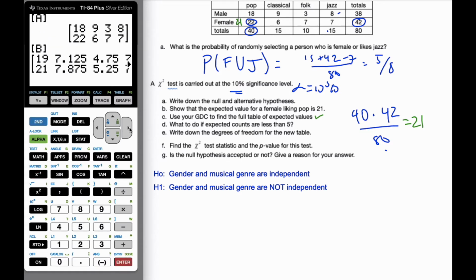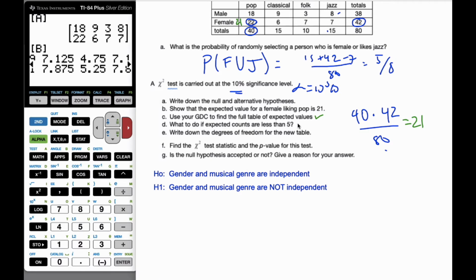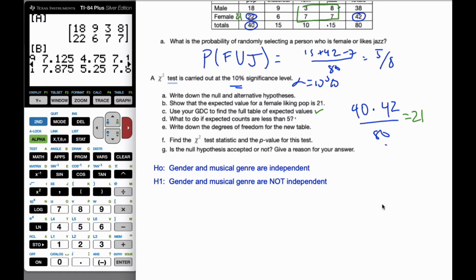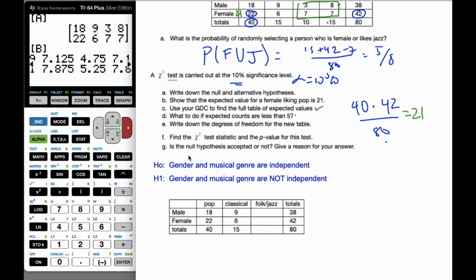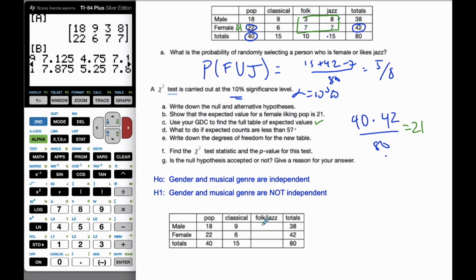When we look at B, we can see that folk is less than 5. And so that's a problem. What do we do? One of our conditions is that all expected counts have to be larger than 5. So what we do is we combine the smallest ones. We're going to combine these two categories here. If we put the folk and the jazz together, there's going to be 11 folk and jazz here, and 14 folk and jazz here. And so the total is going to be 25.